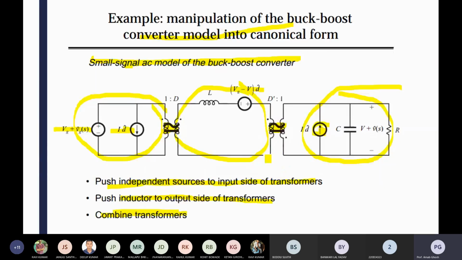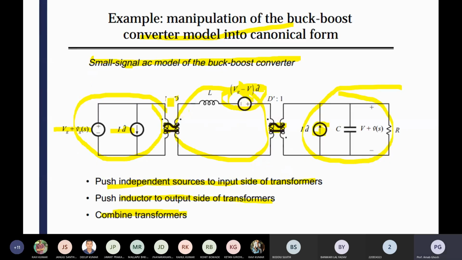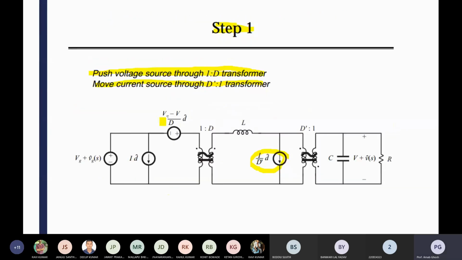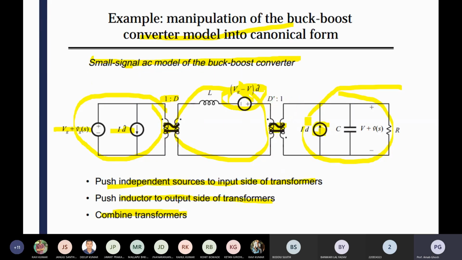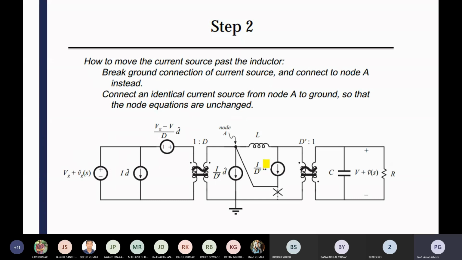Okay, but the current source is coming here, and that voltage source is coming to that side. So that's why it is divided by D. It is the 1:D ratio, so that's why the D comes here, and again it is D' to 1. So if it comes from the right side to the left side, definitely a 1 by D' term will be there. So again another transformation is required.